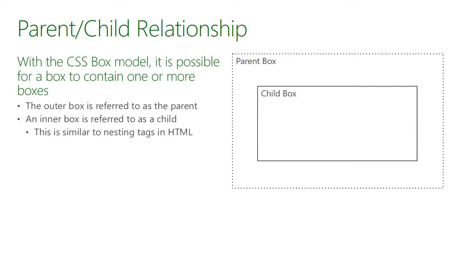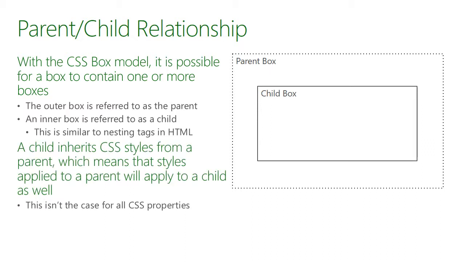The parent-child relationship. Within the CSS box model, it is possible for a box to contain one or more boxes. The outer box is referred to as the parent, and inner box is referred to as a child. This is similar to nesting tags in HTML. A child inherits CSS styles from a parent, which means that styles applied to a parent will also apply to a child. This isn't the case for all CSS properties.